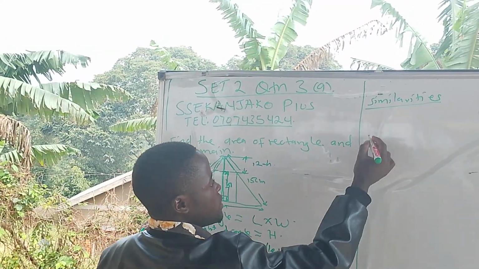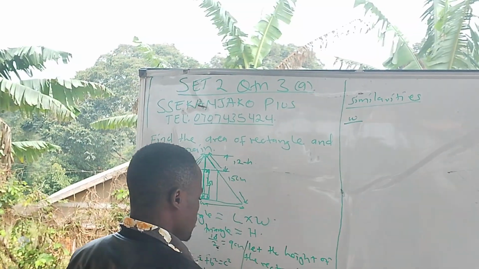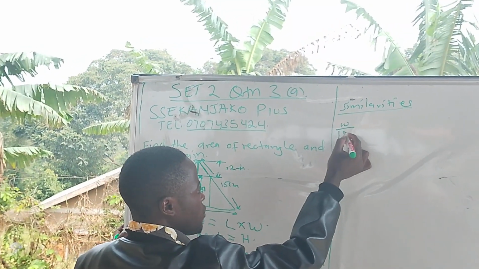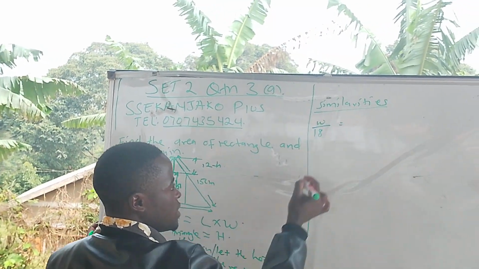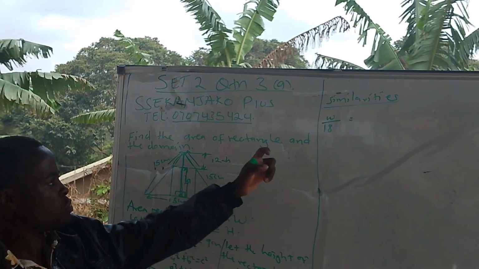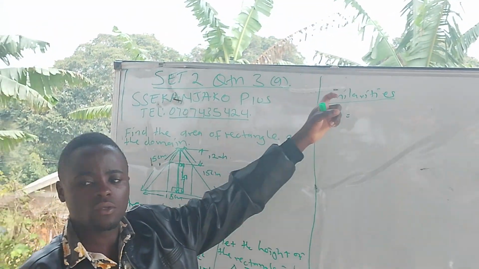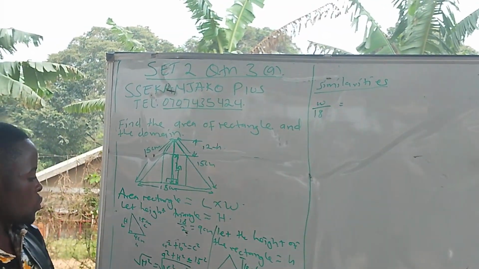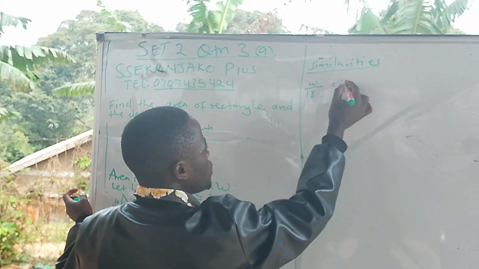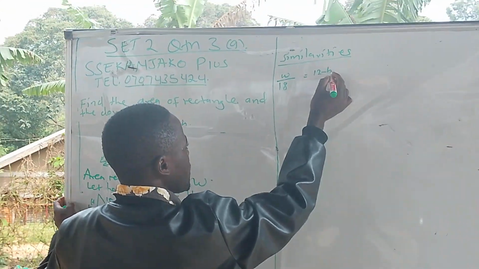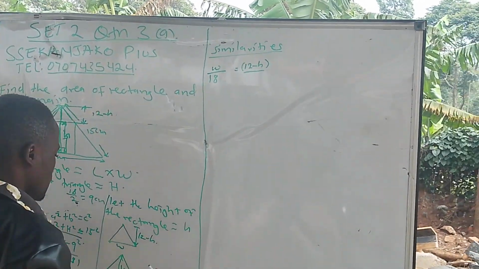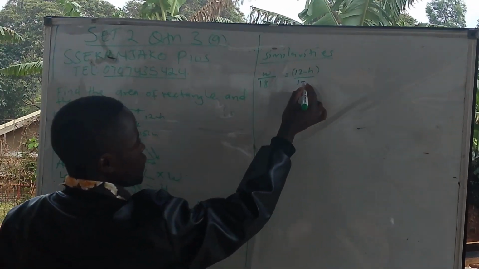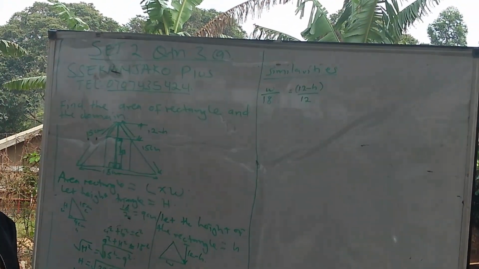So we say it's the width of the small triangle over the width of the bigger triangle. If the small triangle is on top, we also use the small triangle on top for the height. So now we go to the height of the small triangle, which is 12 minus h, out of 12. So from here we cross multiply.